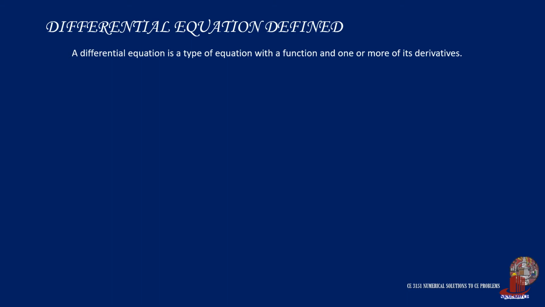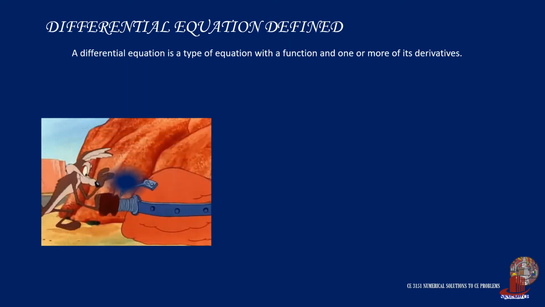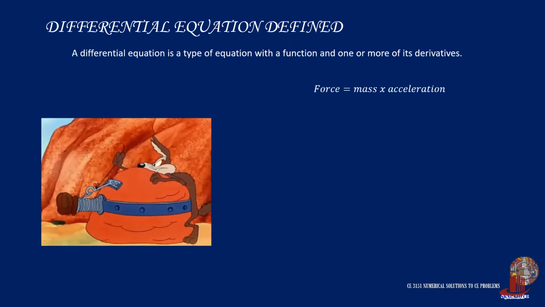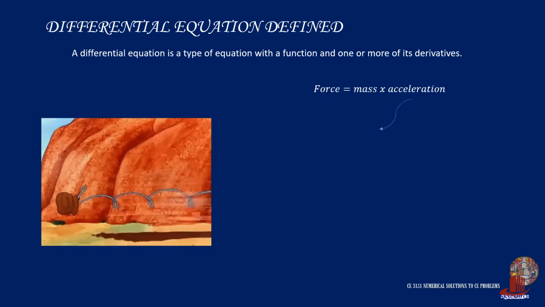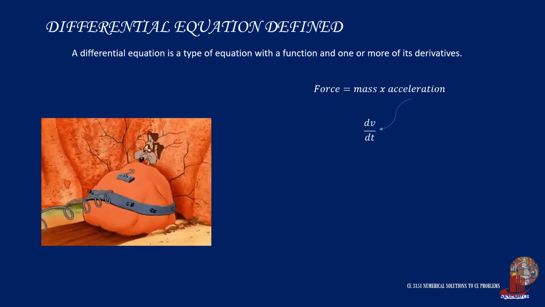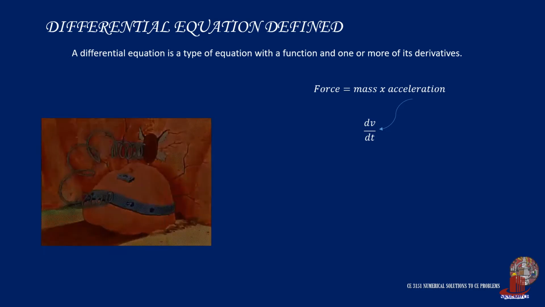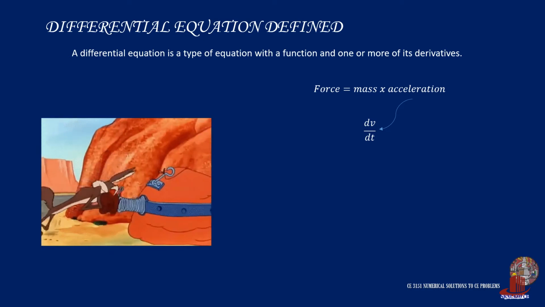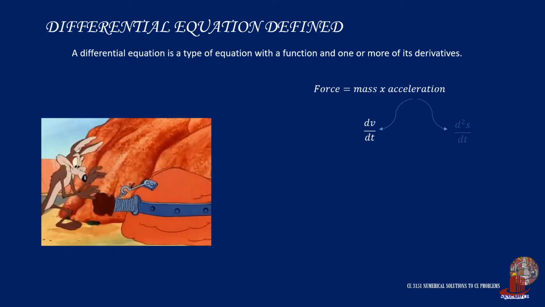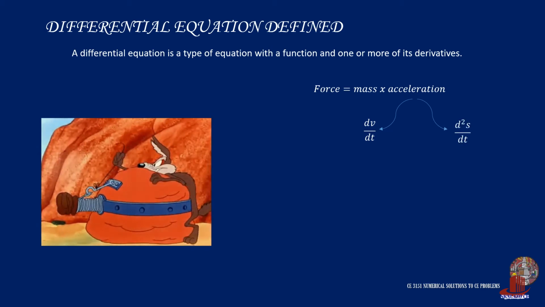Recall that derivatives are changes, say with Newton's second law of motion stating that force is equal to mass times acceleration. We had learned in physics that acceleration is the change of velocity over time. There's the word change, which means derivative. Also, we say that acceleration is the second derivative of the displacement all over time.